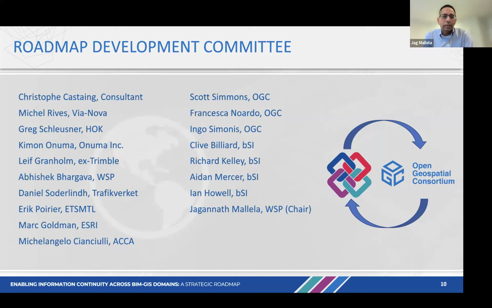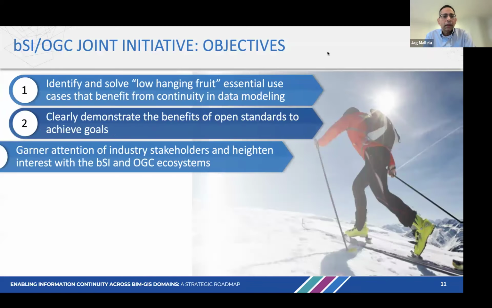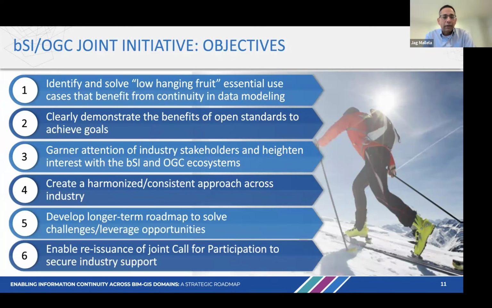And what you can see in this makeup is we have the consulting community, data modelers and data scientists, client owners taking interest, software tool developers, and standards organizations, with leadership from buildingSMART and OGC actively participating in this discussion. It really helped us a lot in the roadmap development. So kudos to all those people that supported this effort. Next slide. And some of them are on the panel today, so you'll hear from them directly.